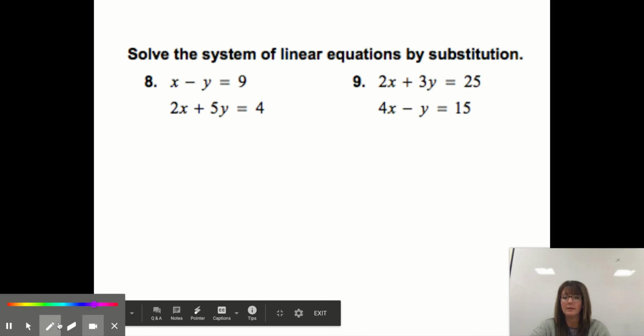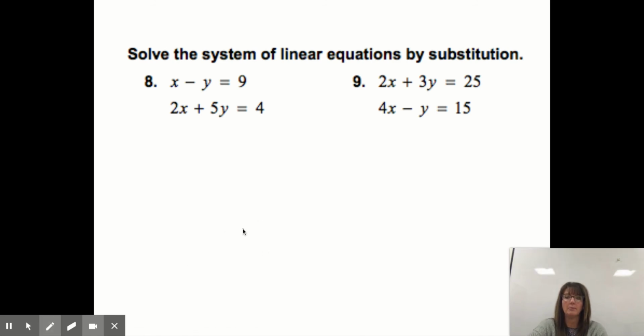Okay, so this is the type of problem where it says, solve the system of linear equations by substitution: x minus y is equal to 9, 2x plus 5y is equal to 4. Neither one of them is in slope-intercept form. Neither one of them is solved for a variable.